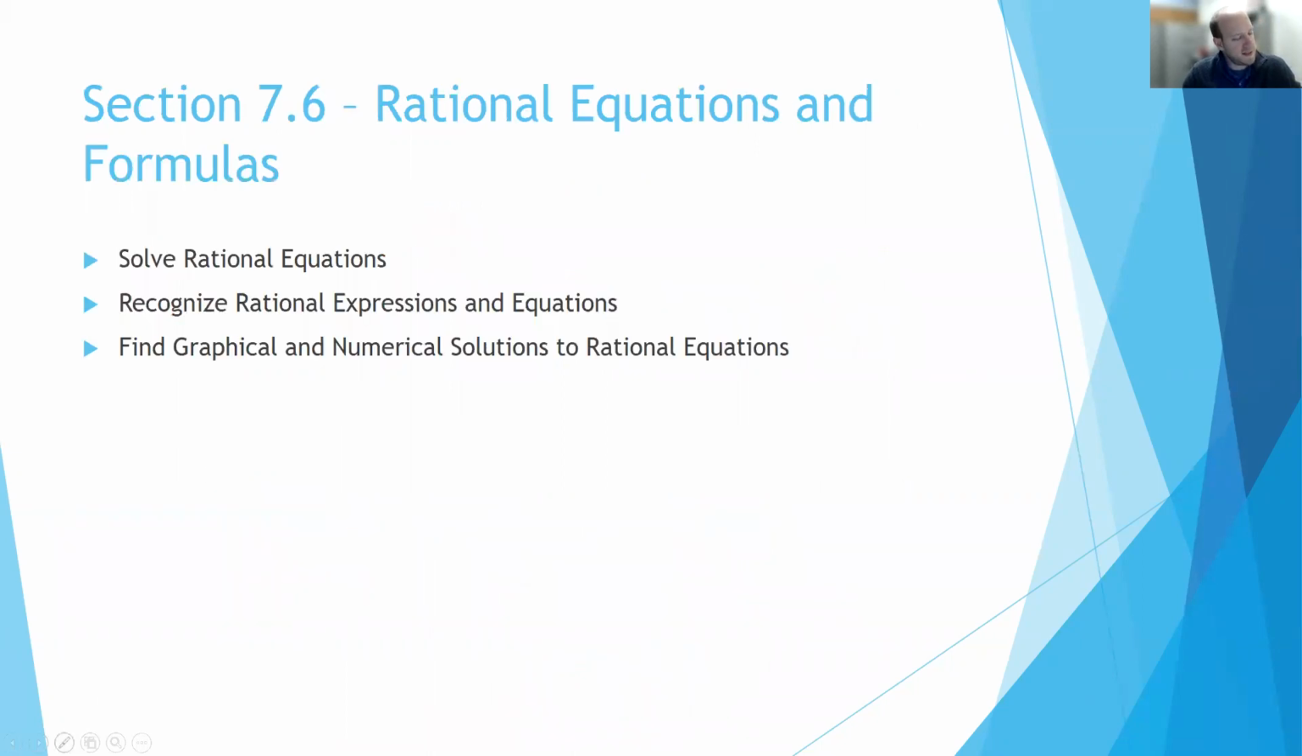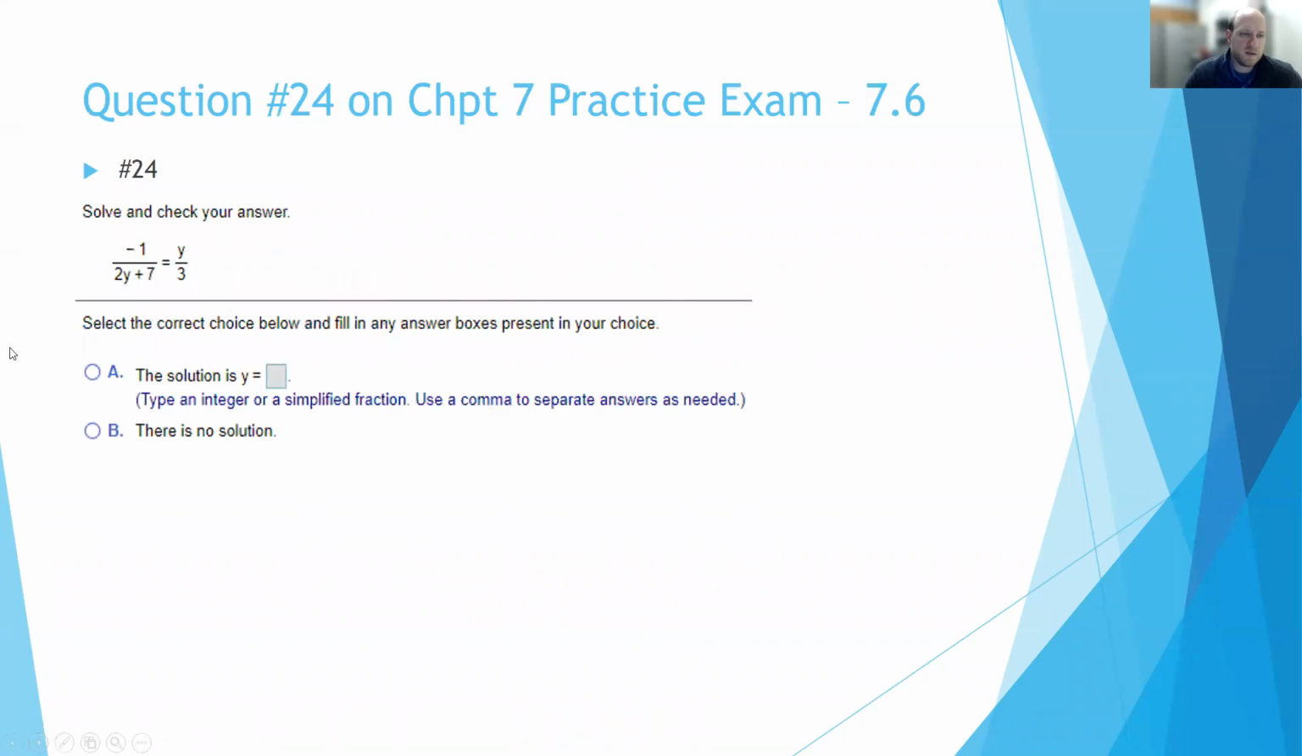All right, let's go on to section 7.6 where we did some rational equations. So a few main goals here: solve rational equations, recognize rational expressions and equations, and then find graphical and numerical solutions to them. Okay, so number 24 on the practice exam, solve and check your answer.